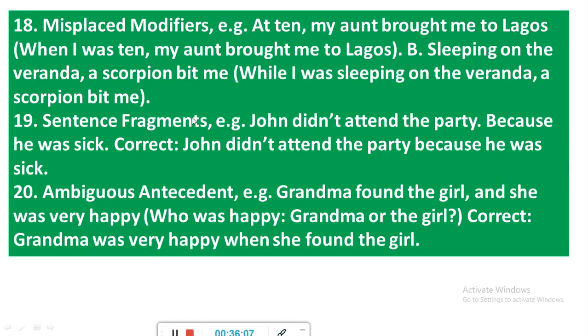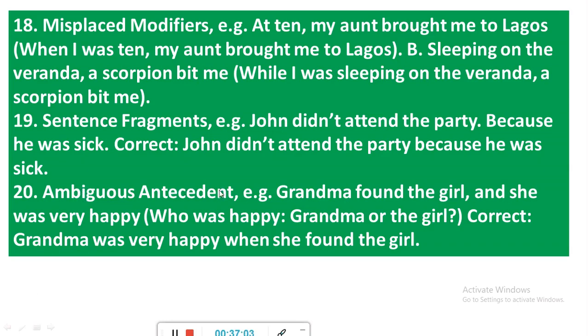Number 19, sentence fragments. You know, when we use fragments that don't constitute a complete sentence, of course, that is also another grammar error. For example, John didn't attend the party, full stop, because he was sick. So these are fragments. You see, John didn't attend the party actually makes complete sense. Because he was sick is a subordinate clause and cannot stand on its own. So what can we do? To correct it, we can say, John didn't attend the party because he was sick. We join the two together. So avoid sentence fragments.